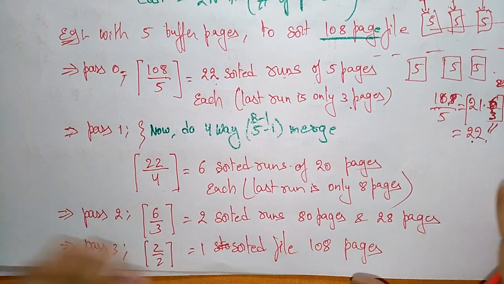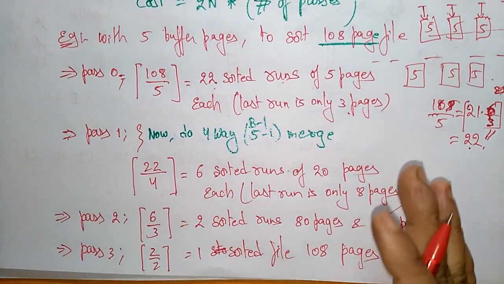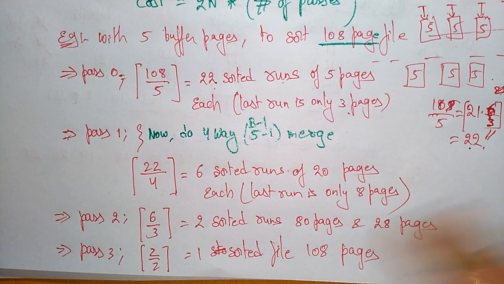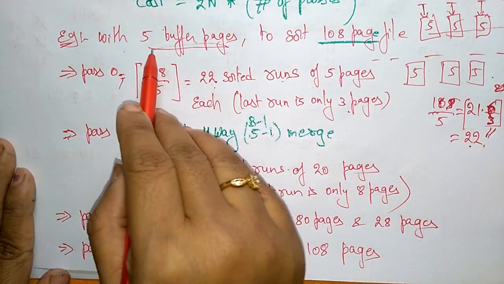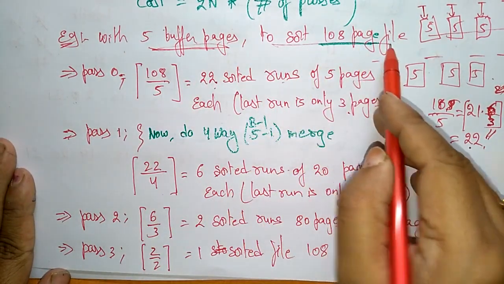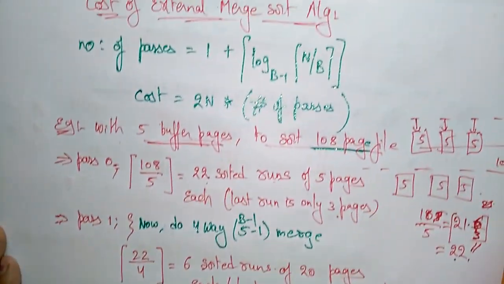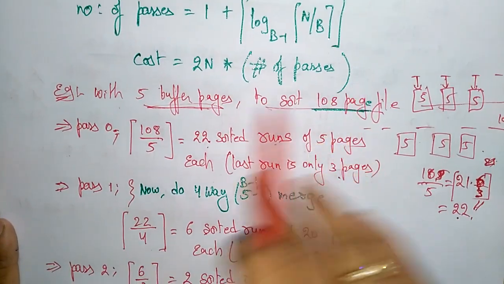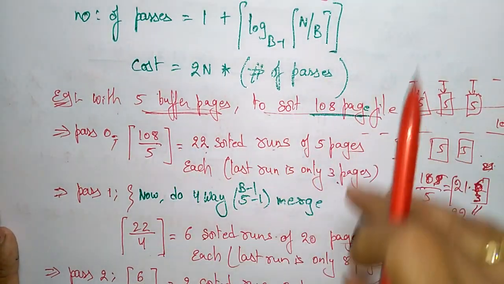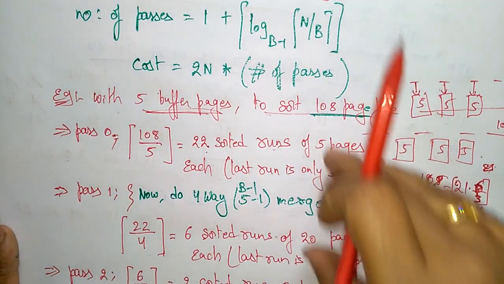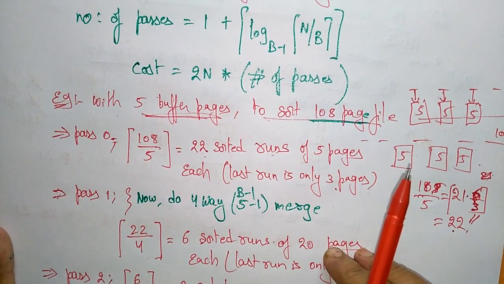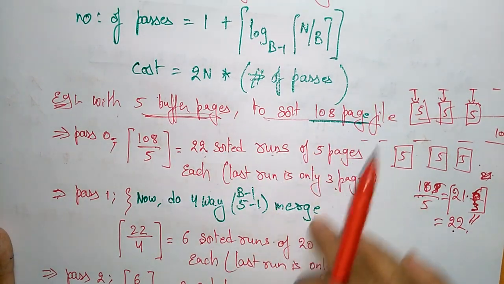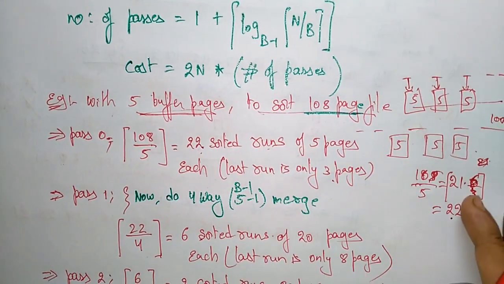So this is how you calculate: we are sorting a 108 page file using 5 buffer pages. This is the formula for calculating the cost, this is the way you apply the formula, and with the help of the algorithm you sort the pages. Here the 108 pages will be sorted according to these steps.